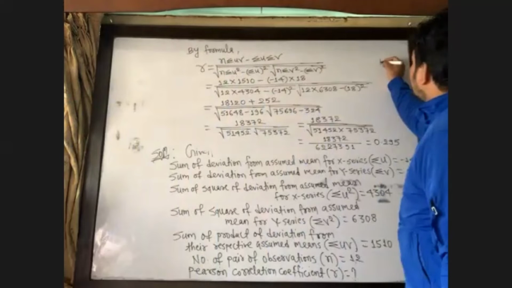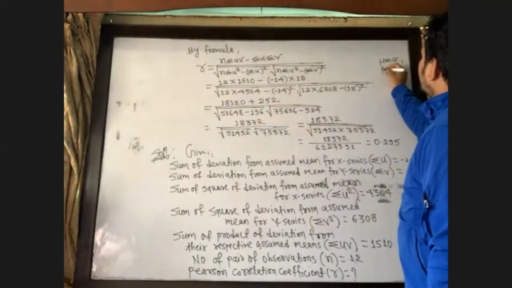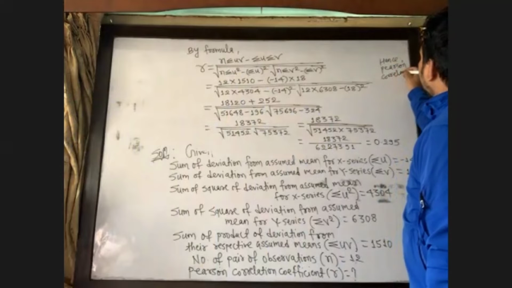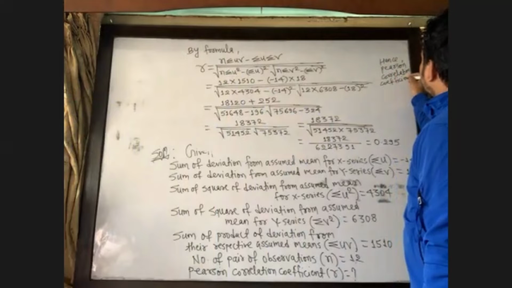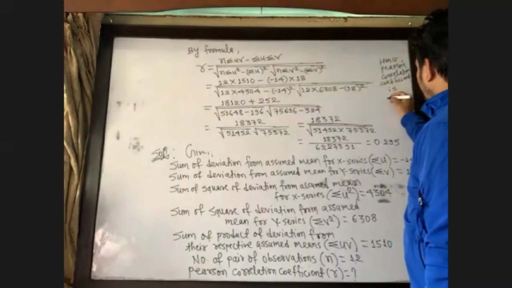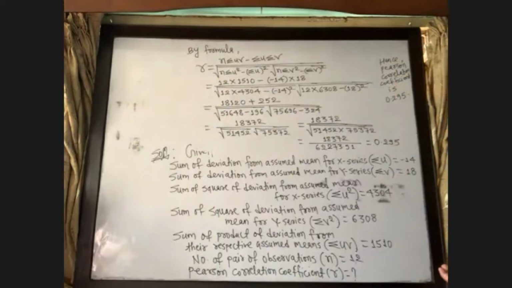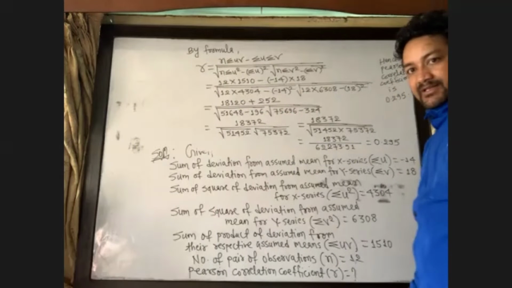So you can write the conclusion. Hence Pearson correlation coefficient is 0.295. So in this way we completed this question number 8A.